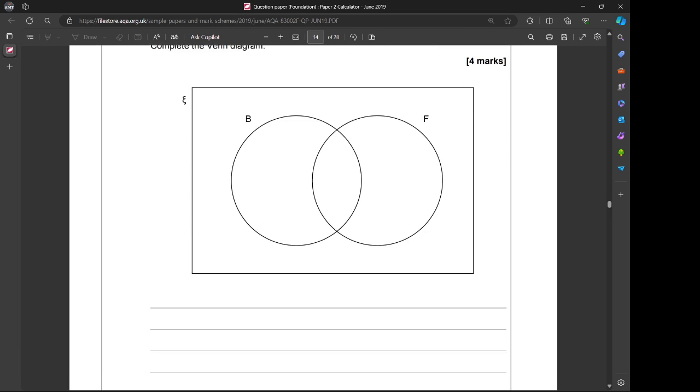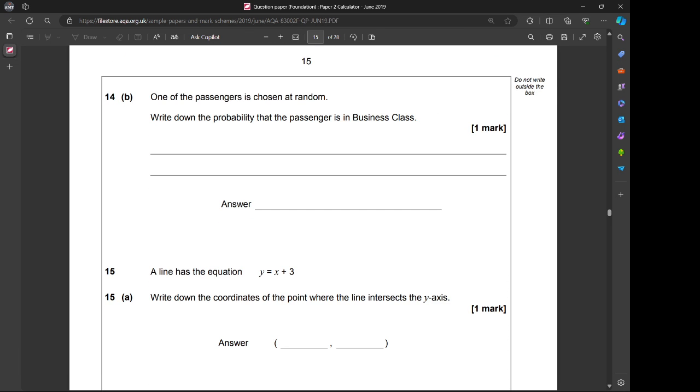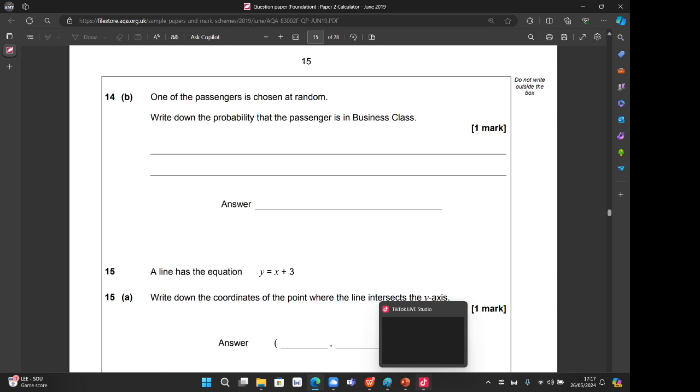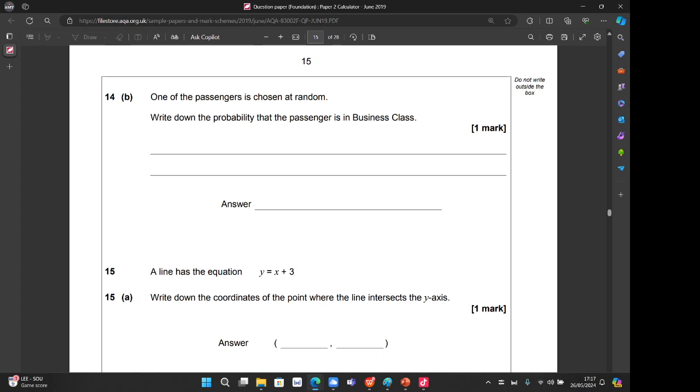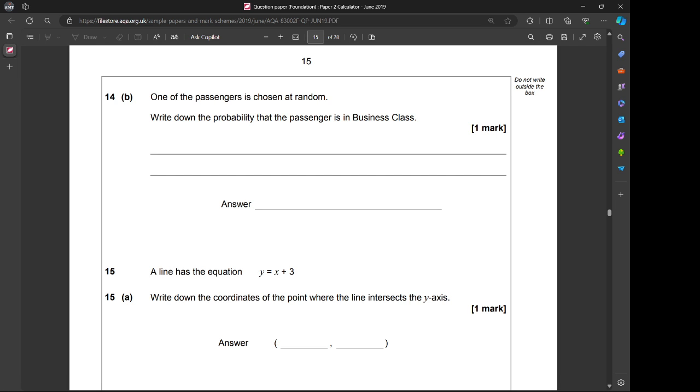That's part A done. What about part B? One of the passengers is chosen at random. Write down the probability that the passenger is in business class. So business class will be 15 out of the total, which is 135. And that is my answer for 14B. Does that make sense, guys? Let me know.